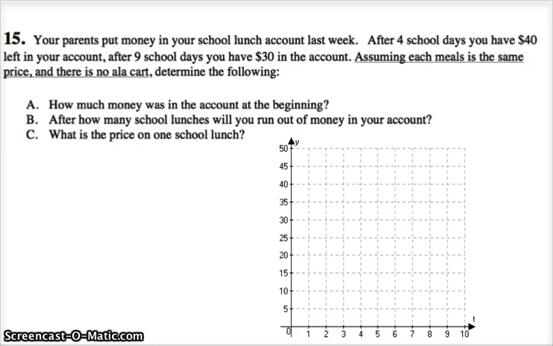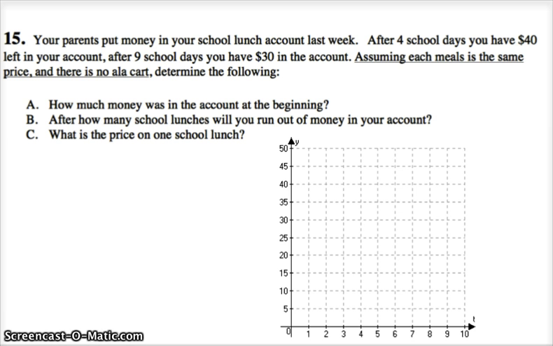Question number 15 asks us to figure out the following three things, given that our parents put money in your school lunch account last week. After 4 school days, we have $40. After 9 school days, you have $30 in the account. So assuming each meal is the same price and there is no a la carte, determine the following things.